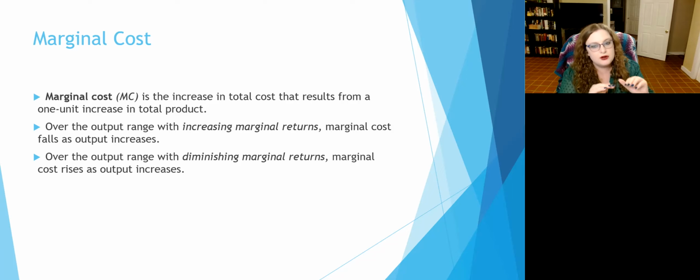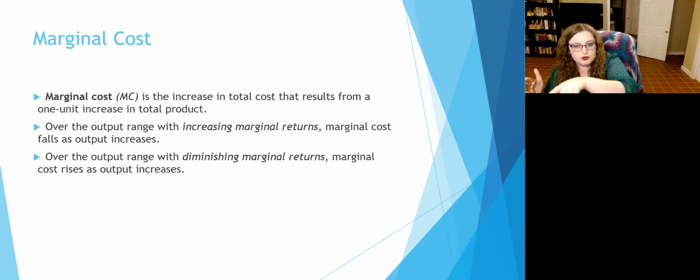So during that period of increasing marginal returns, which might happen for the first couple of workers or the first couple of machines, marginal cost falls as output increases, because it's just more productive, right? Then we have that part that, remember, the marginal cost curve started sloping downwards.